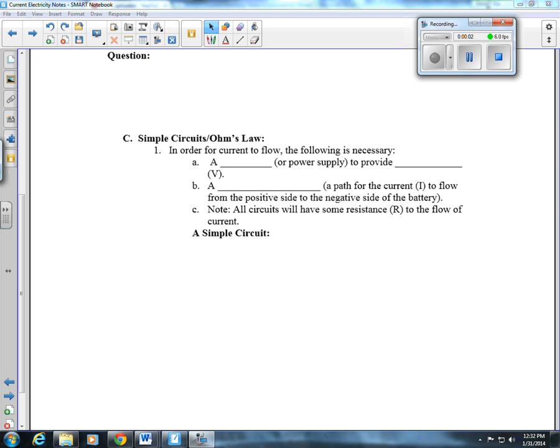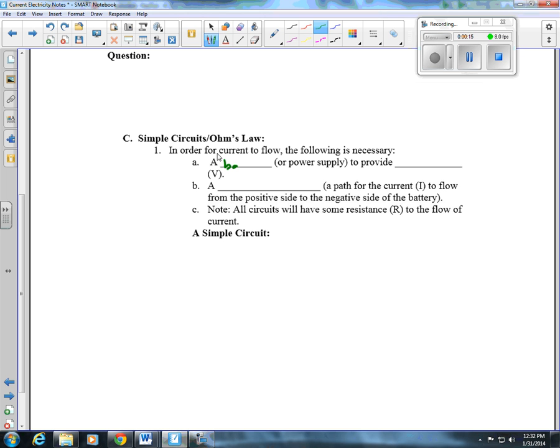All right, our second current electricity video is going to be on simple circuits, and it's really what most of the unit is going to be about. So, in order for current to flow, the following is necessary. We need a battery, power supply, or it could be the outlet in the wall, something to provide voltage. Remember, the fancy word for voltage is electrical potential.